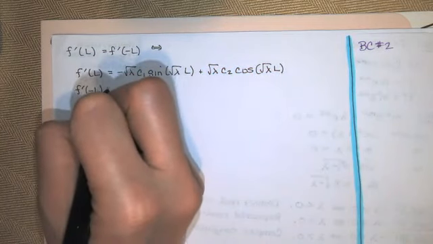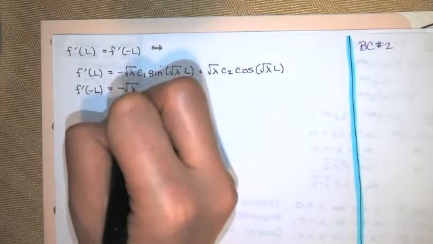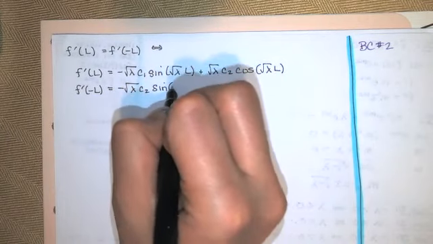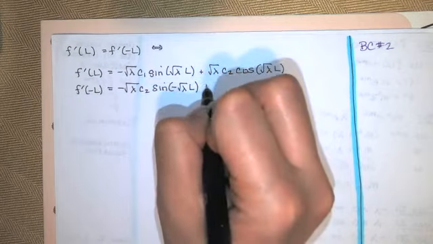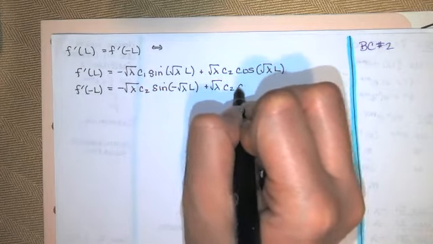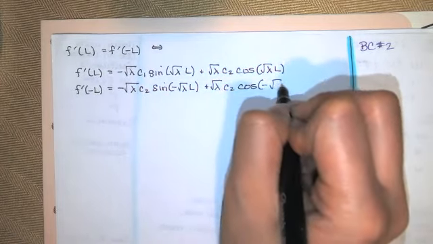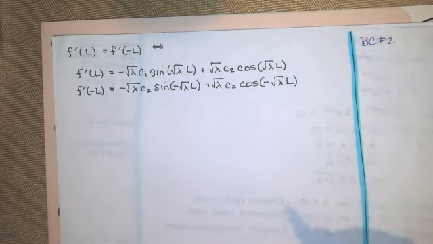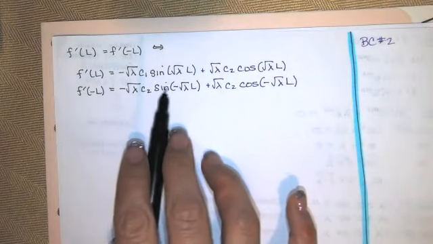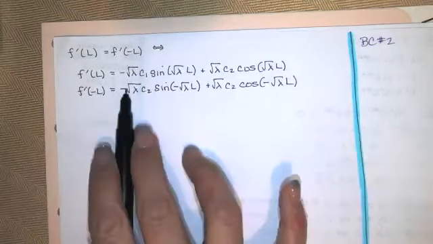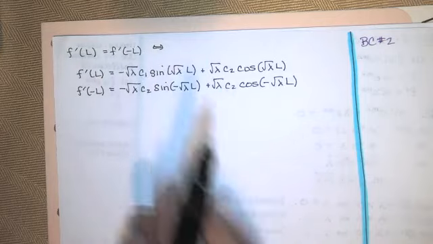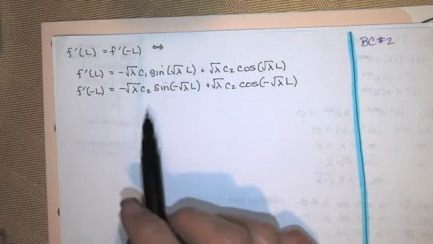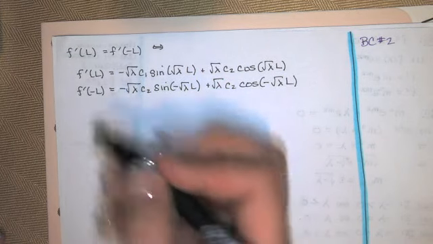And f prime at negative L is going to look almost identical. But instead of sine of this, I'm going to have sine of the same expression, but with an opposite sign. Same is true here. Replacing x with negative L instead of L gives us that. But sine is an odd function. Since sine is an odd function, it's almost like I can take that negative out. I'm almost thinking about it as factoring, but it's not really factoring. It's just the odd property of the sine function. That negative can come outside.